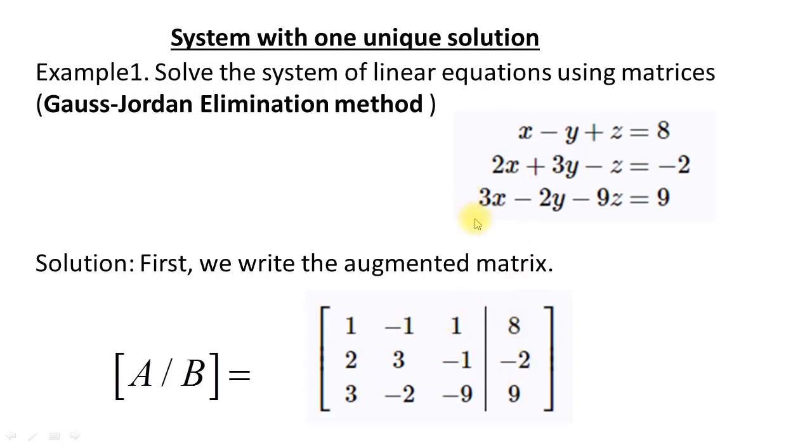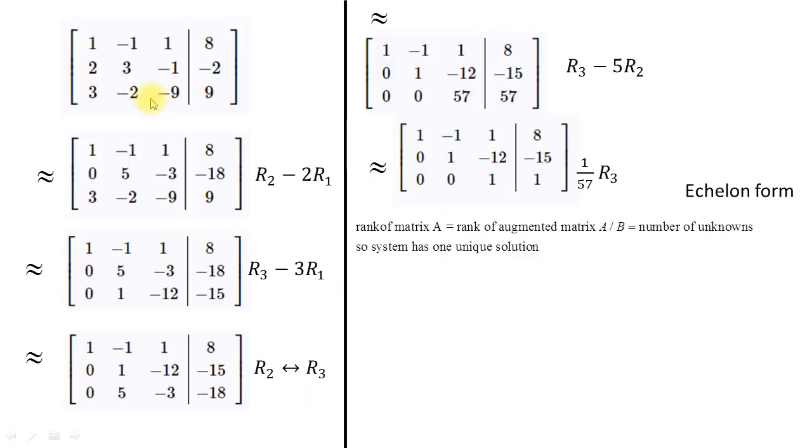Now to solve this system, first of all, reduce this augmented matrix to echelon form, and then reduce it to reduced echelon form. So this is the augmented matrix. Now, by performing row operations, multiply the first row by 2 and subtract from R2. That is, 2 times R1 subtracted from R2.